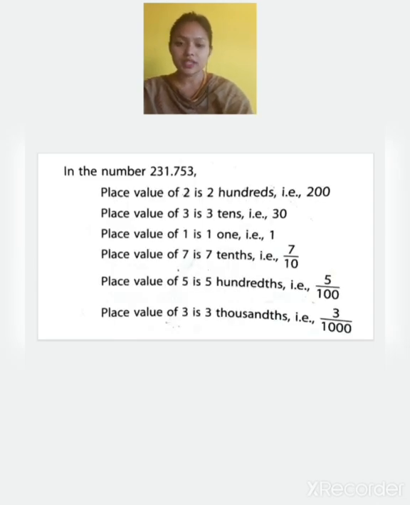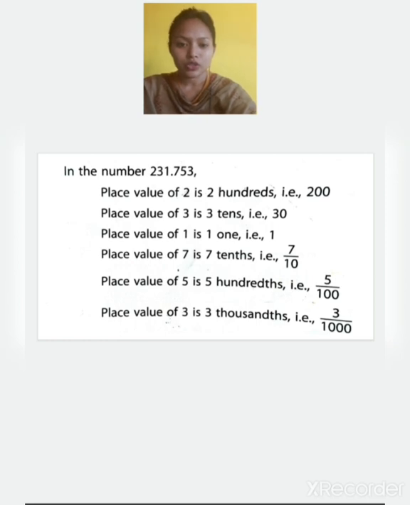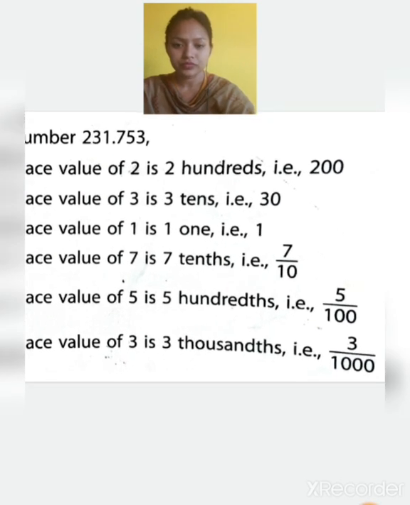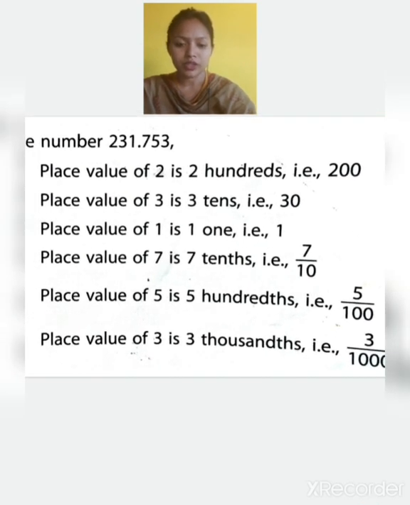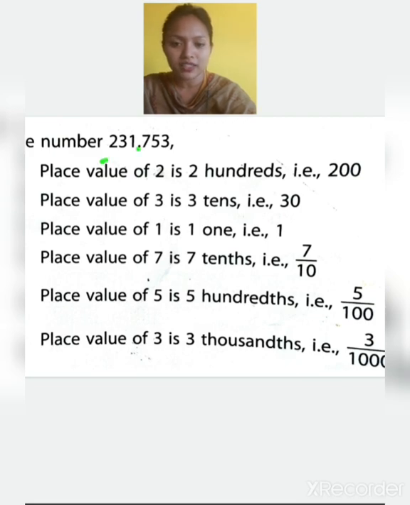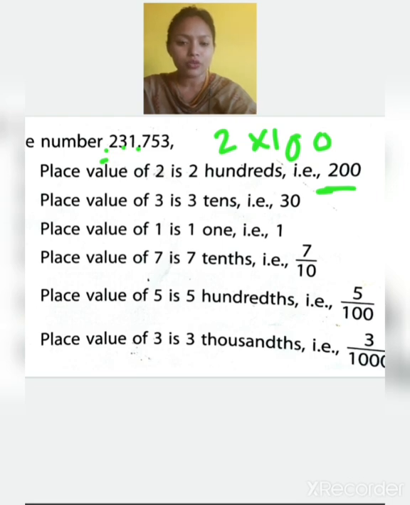Now in this number, questions may be asked like this: find the place value of a given digit. The number 2, on which position is it? You can see ones, tens, hundreds. It is on the hundreds position, so its place value is 200 because 2 multiplied by 100 is equal to 200. Now if they ask about the position of 3, it is on the tens position, so we multiply 3 by 10 and get the answer 30.